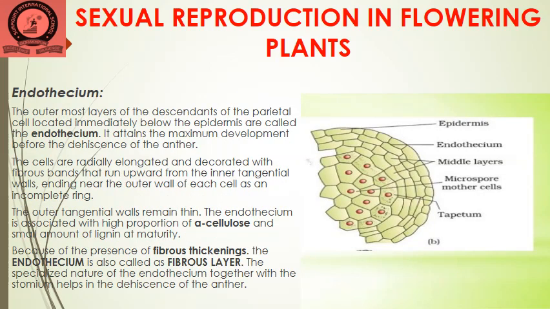Just beneath the epidermis, there is a layer known as the endothelium. It attains maximum development before the dehiscence of the anther. It contains fibrous bands, and due to the presence of fibrous thickening, the endothelium is also known as the fibrous layer. The endothelium is associated with a high proportion of alpha cellulose and a small amount of lignin at maturity. The specialized nature of the endothelium, together with the stomium, helps in dehiscence of the anther.